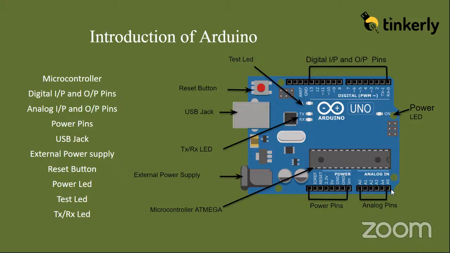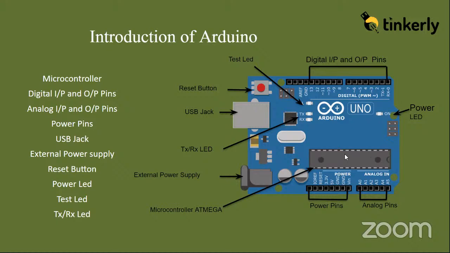So these are the two input output pins where we can connect our input and output devices. Now there is a power LED. Whenever we connect our Arduino with some power, like with our laptop or computer, or with external power like a battery, this LED will turn on.